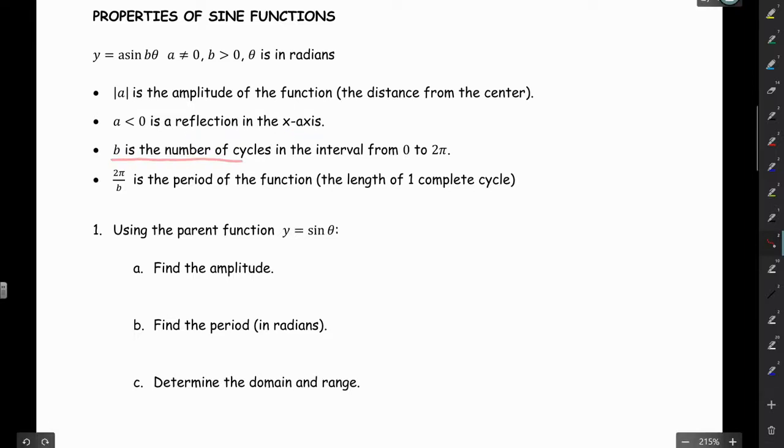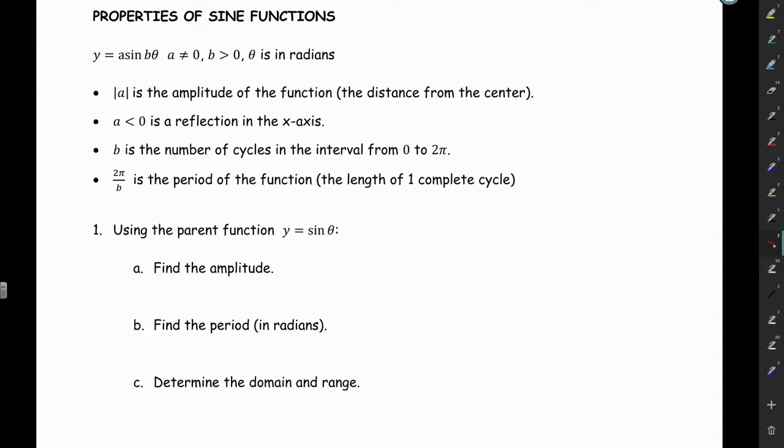B is the number of cycles in the interval from 0 to 2 pi, and 2 pi over b is the period of the function, the length of one complete cycle. That probably seems a little bit confusing, so we're going to go through lots of examples so you can understand what we mean by all these new terms: amplitude, cycles, period, and so on.